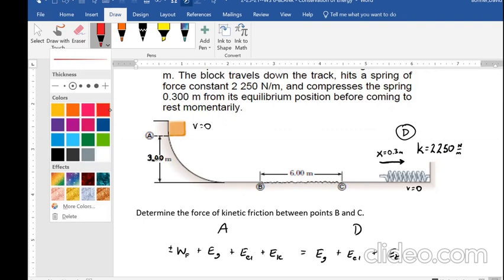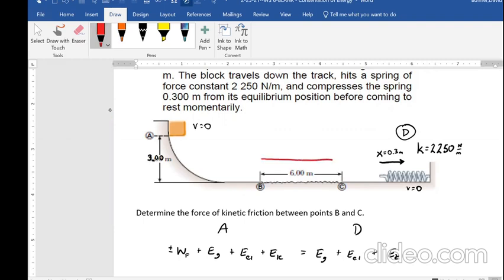So it's going from point B to C. And notice I'm going to draw that as an arrow. That identifies this distance. I don't want to use x because x is for the spring, so I'm going to pick a different letter. I'll use d.